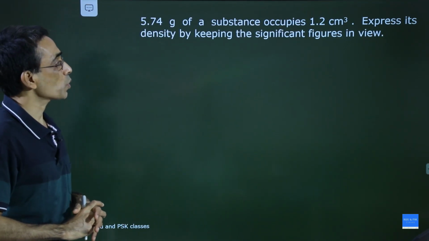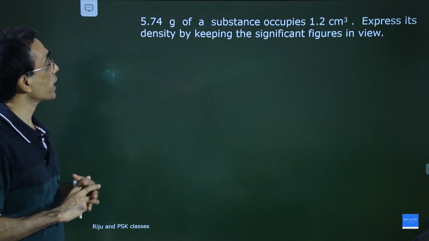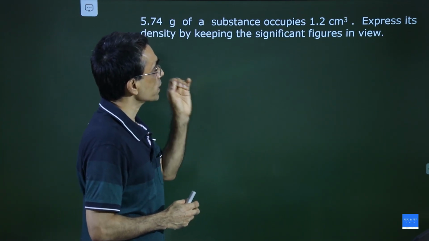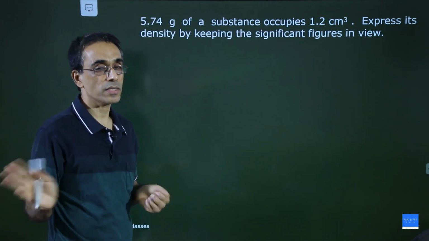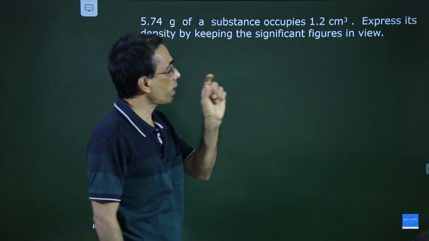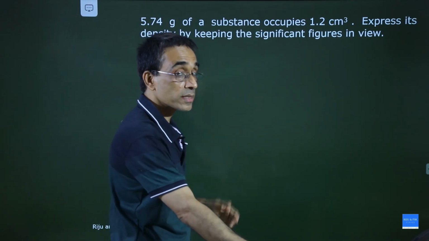5.74 gram of a substance occupies 1.2 centimeter cube. Express its density by keeping the significant figures in view. We did one question on density, so I am not repeating it. So you have the mass, you have the volume, divide it and think about significant figures. It's division.